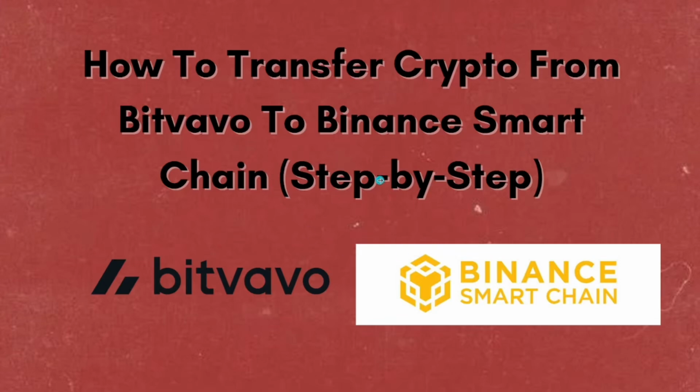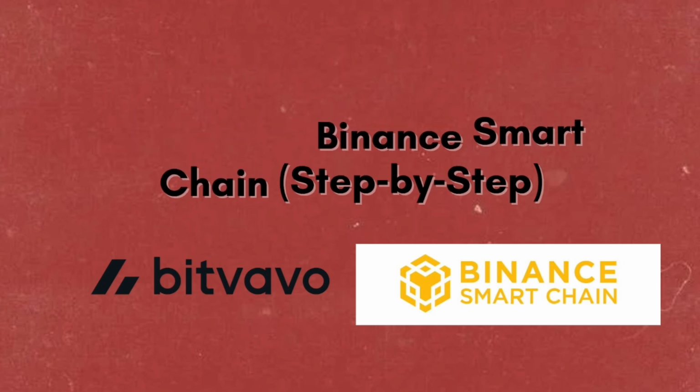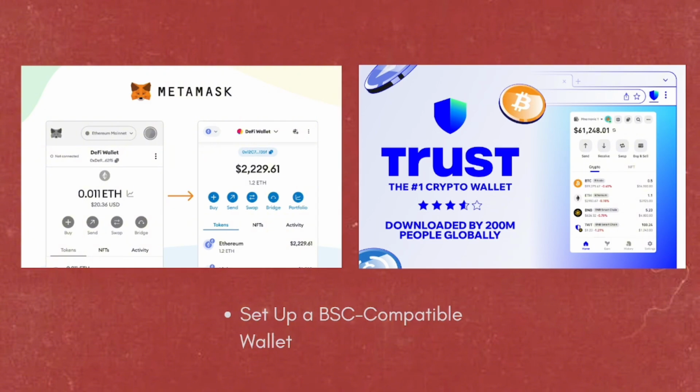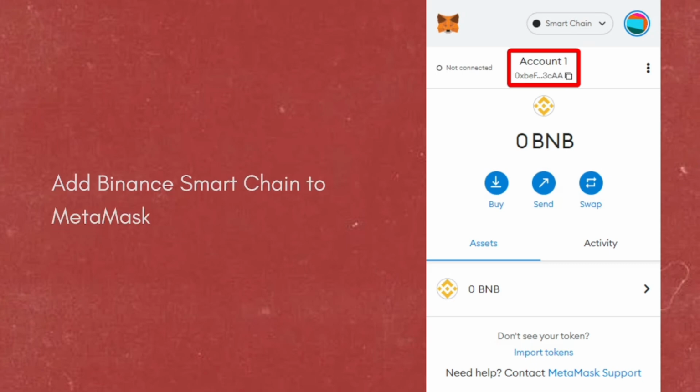In this video, I'm going to show you how you can transfer crypto from Bitvavo to Binance Smart Chain. First, you'll need a wallet that can connect to BSC, like MetaMask or Trust Wallet. In this example, we're going to be using MetaMask.